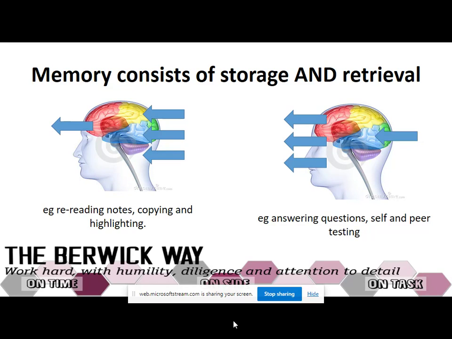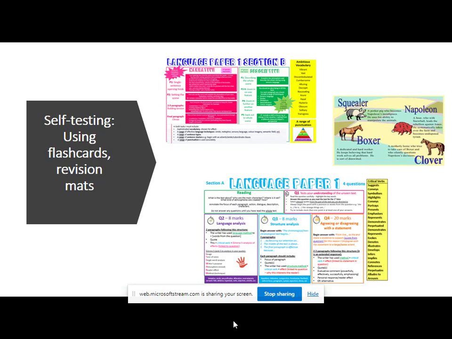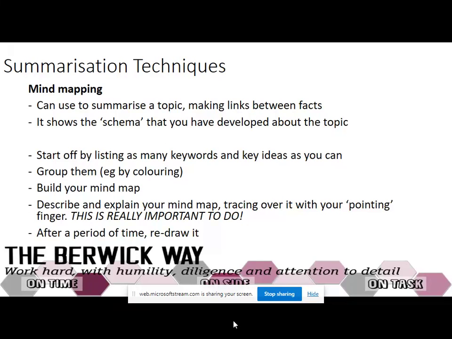So this is what we're trying to help you with in terms of your revision for your GCSE English Language and Literature. Examples of self-testing using flashcards and revision mats. You've got some examples there. They are incredibly effective and help students process their learning and the knowledge that they've gained. Mind mapping, an incredibly important and effective means of retrieval and revision.